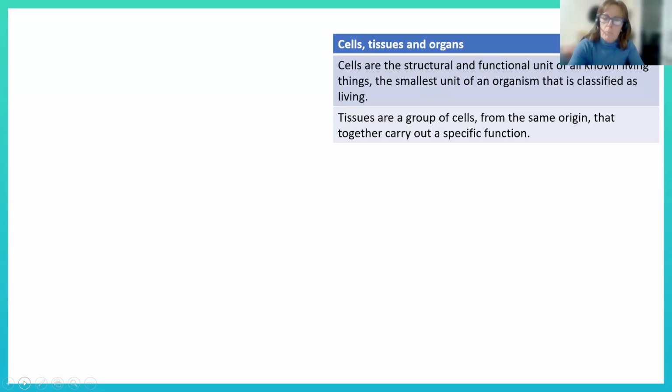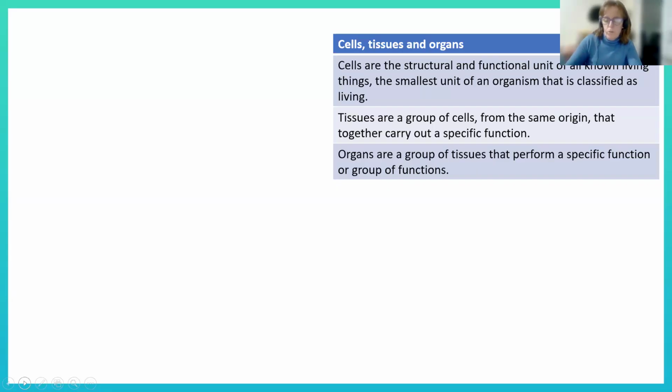But in humans, we are multicellular organisms, and our cells are arranged into groups, and we call these groups of cells tissues. So these tissues are made up of cells from the same origin. So they're really similar, not necessarily all identical, but they're very similar to make a tissue. And then that tissue will carry out a specific function. So each tissue has got its own job. And that's why the cells have to be specialized, because the tissues have got to do a certain job. So they need specialist cells for those jobs.